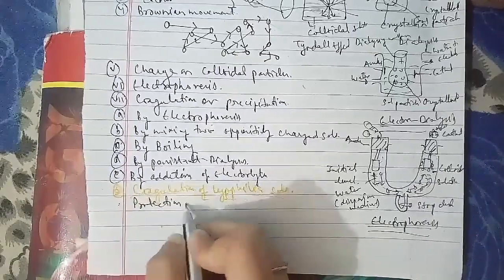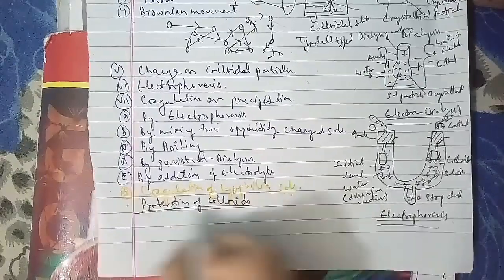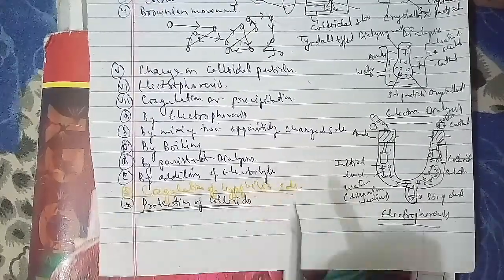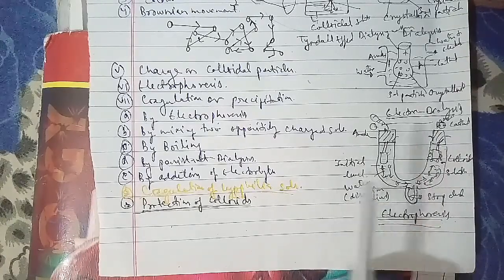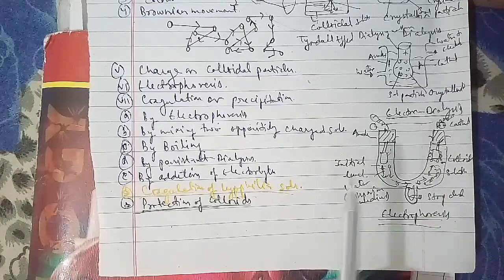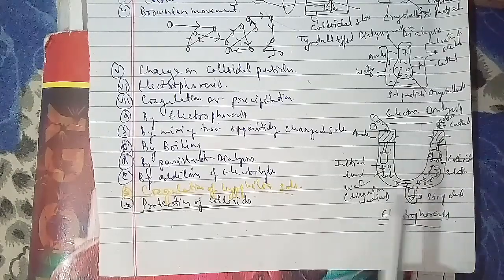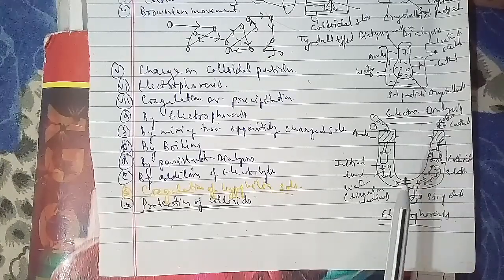Protection of colloids. In terms of protection of colloids, lyophilic sols are more stable than lyophobic sols. This is due to the fact that lyophilic colloids are extensively solvated, that is, the colloidal particles are covered by a sheath of the liquid in which they are dispersed.